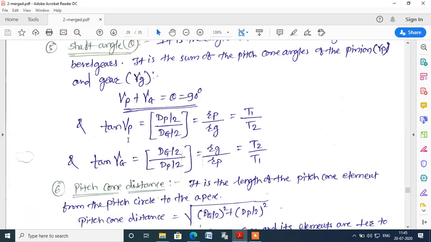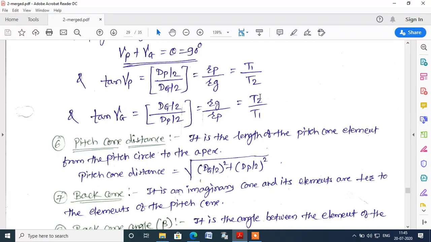Here students, you write down this equation. So tan gamma p is nothing but Rp upon Rg, that is Dp by 2 upon Dg by 2. Rp means radius of pinion of bevel gear, and Rg means radius of gear wheel of bevel gear. So that is nothing but T1 by T2. Here tan gamma g equals Rg upon Rp, so that is T2 by T1.